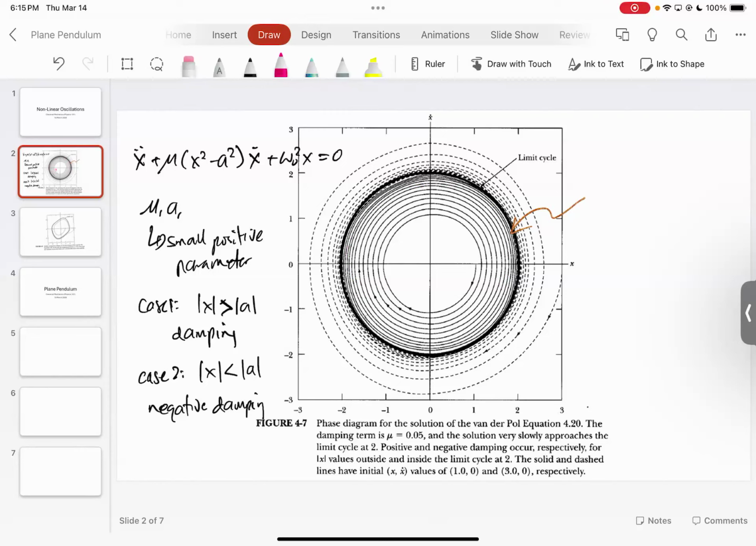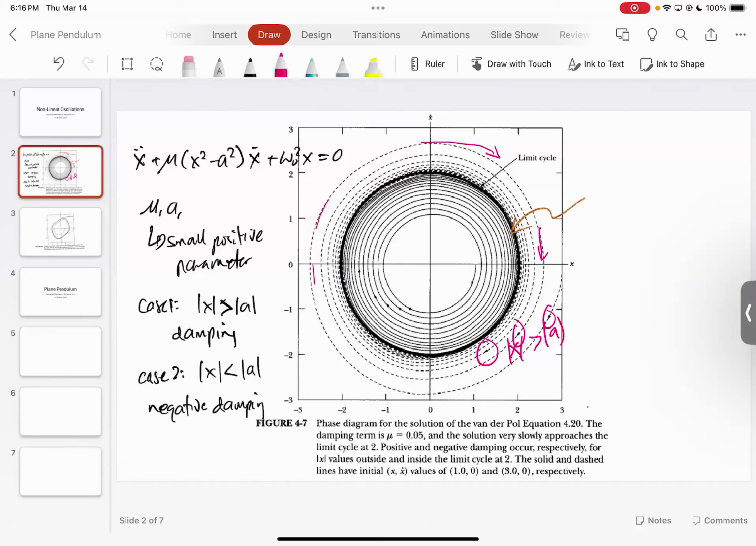Sorry. This one is outside, the x greater than a. Okay? And we can see here that there are arrows. Did you notice the arrows? Okay, so those are the arrows pointing towards the limit cycle. So the amplitude gets smaller and smaller until it reaches the limit cycle. Okay, so its behavior is inward. Okay, so it spirals inward.